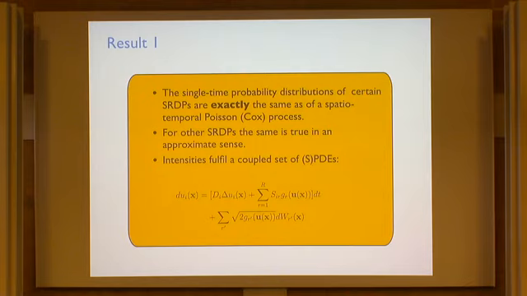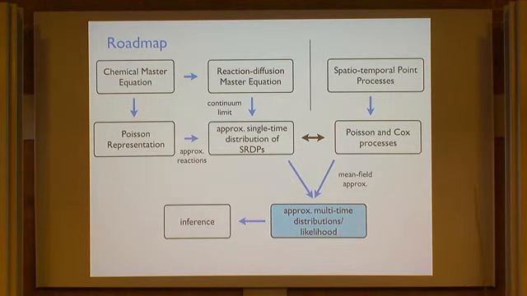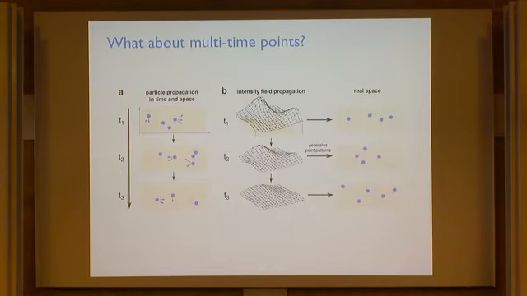Which I think is already a nice connection, but as this, it's not very useful for us yet, right? Because we wanted to look at multi-time points to do inference. So what we next have to do is another approximation to get a description of multi-time points. And for that, let us go back to this picture again.